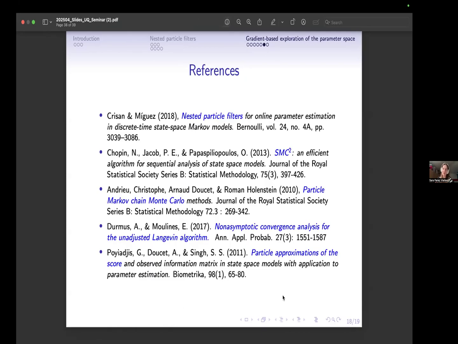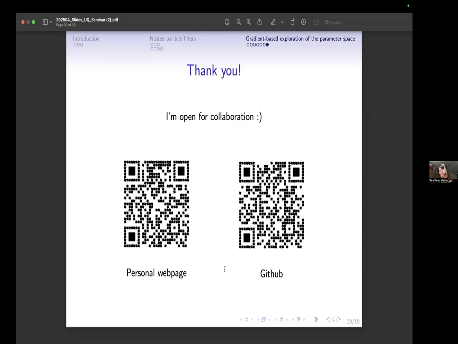And yeah, this is a bunch of references. Maybe I went a bit too fast, but then we have more time to chat. I point out here the original MPF paper, by Dan Crisan and Joaquín Míguez, SMC square, PMCMC. And then about the gradient, I added here the non-asymptotic convergence for the ULA. And the approximations of the score are in this paper, if you want to check it out at some point. And that's it.